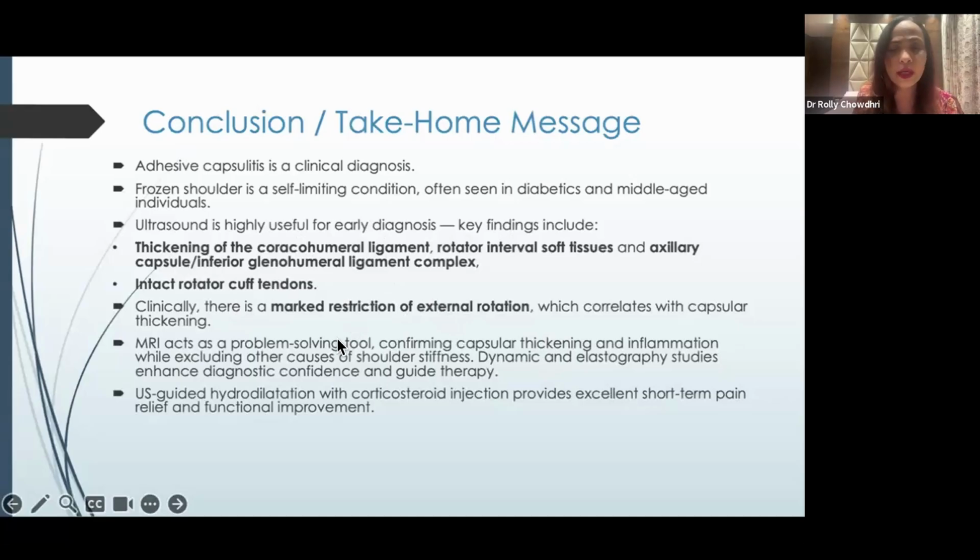MRI is a problem-solving tool. And very important are ultrasound-guided interventions; hydrodilatation can help in improvement and pain relief.